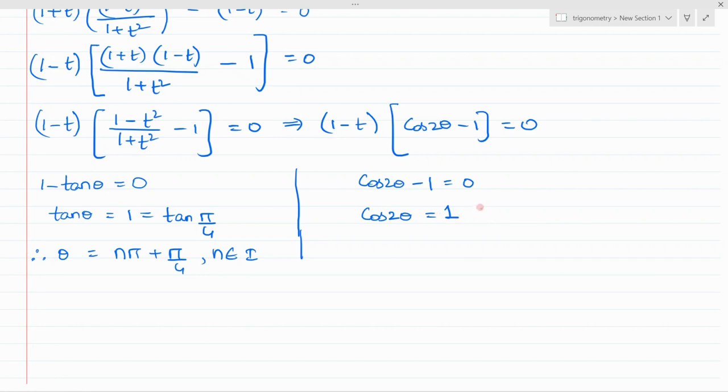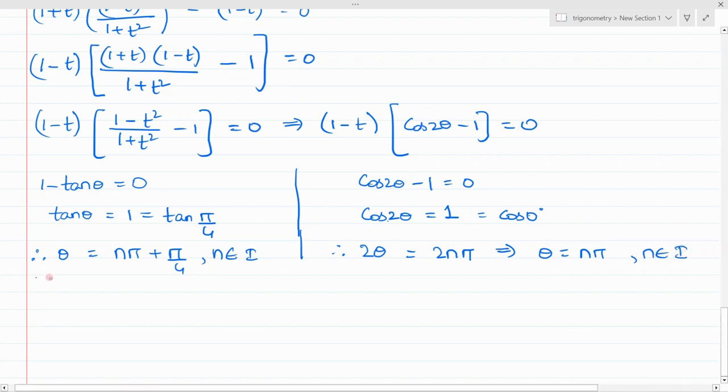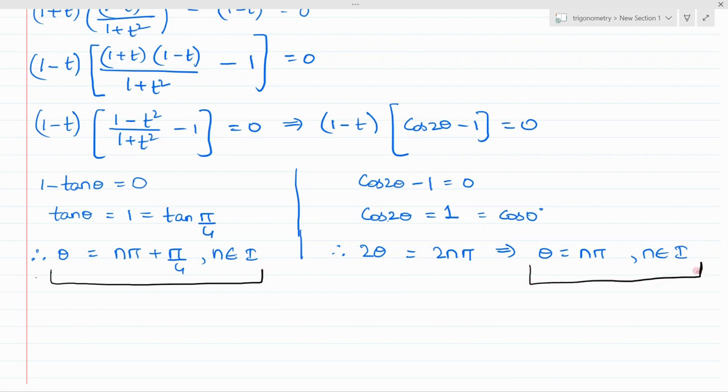Now it becomes cos 0. So again, this is in the form of cos theta equal to cos alpha. Then the general solution will be, here it's 2 theta, right? So it becomes 2 theta is equal to 2n pi plus or minus alpha, but alpha is 0, so just leave that. We'll get theta as n pi, where n belongs to all the integers. So these are the two general equations for the given equation.